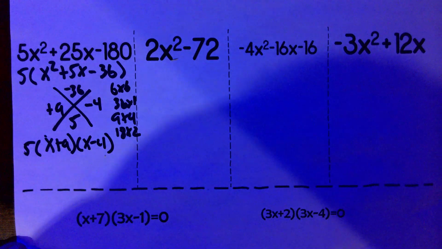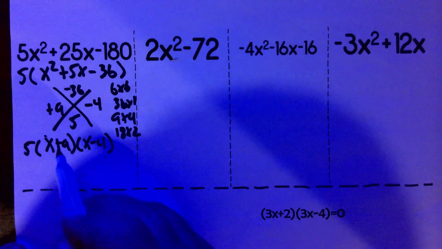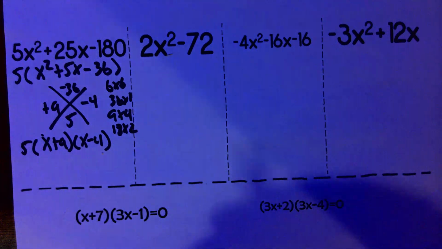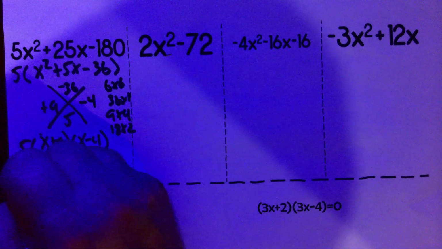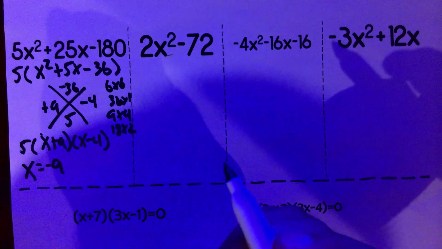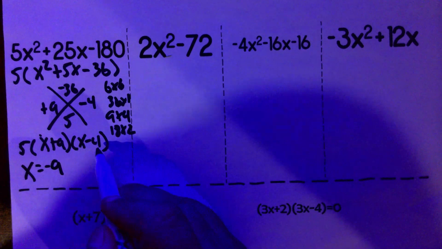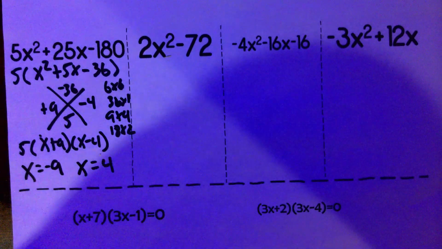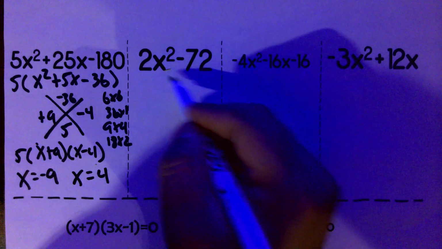Now the solutions to this is what x needs to be to make these equal to 0, because anything times 0 is 0. All right, so what needs to be added to 9 to make that a 0? Negative 9. Negative 9 plus 9 is 0. And what does x need to be subtracted by 4 to be 0? Well, that's positive 4. So that's how you would solve that one. All right, go to the next guy.